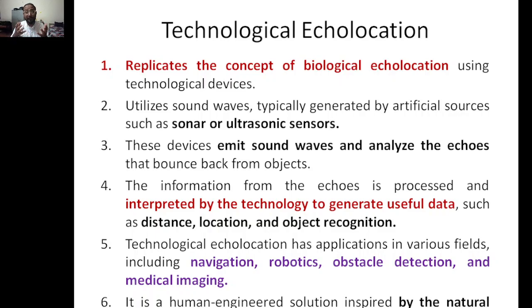Nowadays AI is coming, which is surely going to help very drastically in this particular field, such as to find distance, location, and the object which needs to be recognized. Technological echolocation has applications in various fields: navigation, robotics, obstacle detection, and medical imaging. So the sixth point, it is a human-engineered solution inspired by the natural abilities of animals.